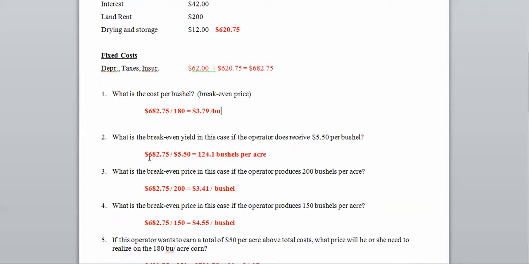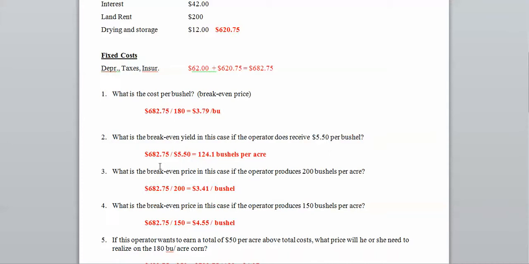And number two, what's the break-even yield in this case if the operator does receive the $5.50 per bushel? Well, it's a similar problem to the last one, except instead of dividing by number of bushels, now we know that we're going to get $5.50 a bushel. How many bushels do we need at $5.50 to cover our cost?